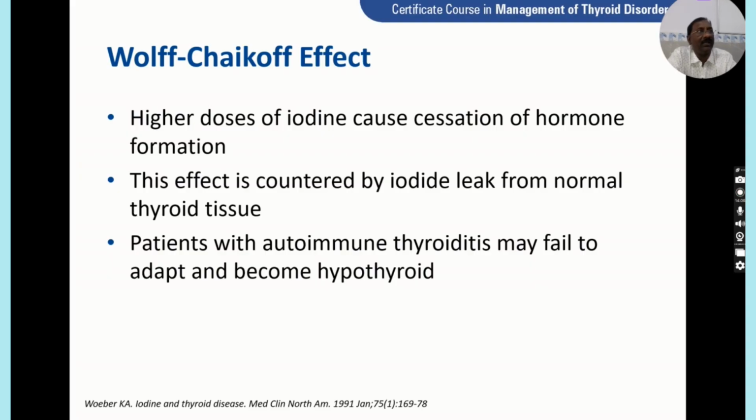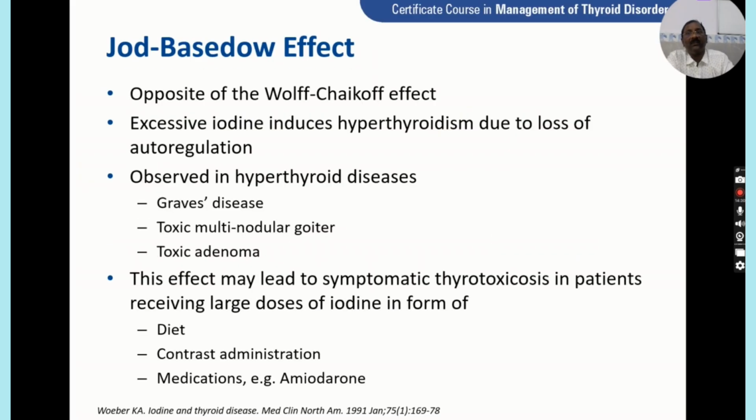Somehow iodine enters the thyroid tissue, and then it would cause more and more hormone formation. So as a protective mechanism, a counterbalance, what will happen? The iodine leak will be there from the normal thyroid tissues. Patients with autoimmune thyroiditis may fail to adapt and become hypothyroid. That is the Wolff-Chaikoff effect. The reverse one is the Jod-Basedow effect. Here, the opposite of the Wolff-Chaikoff effect, excess iodine induces hyperthyroidism due to loss of autoregulation.